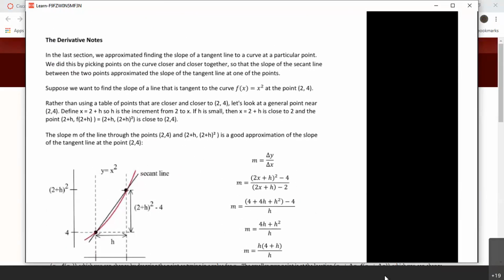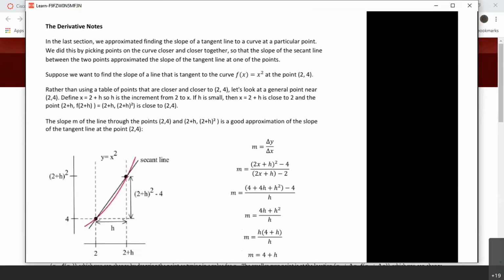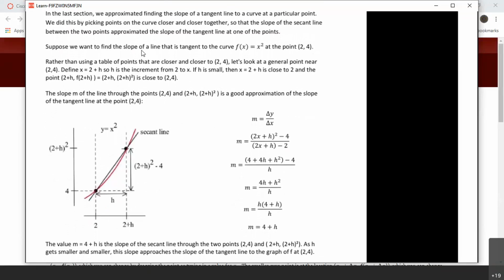Again, this just recaps what we did last time. We approximated the slope of a tangent line at a single point with the slope of a secant line between 2 points. So again, just to review, let's say we want to find the slope of a line that's tangent to a curve, and the simple curve, f of x equals x squared, like I had open in that secant line applet. But suppose we're interested in it specifically at the point (2, 4).